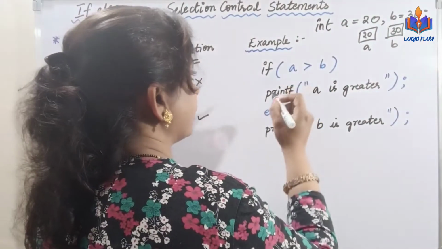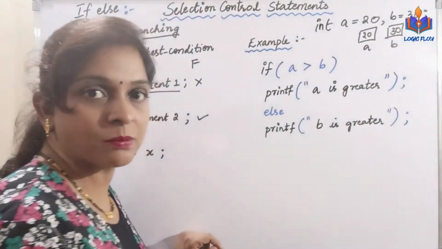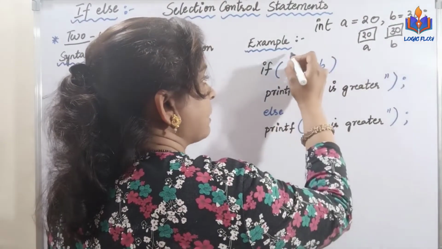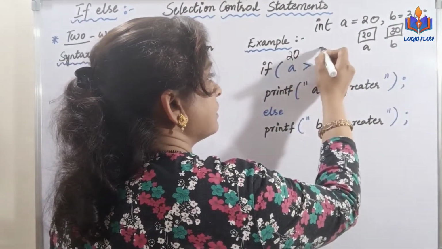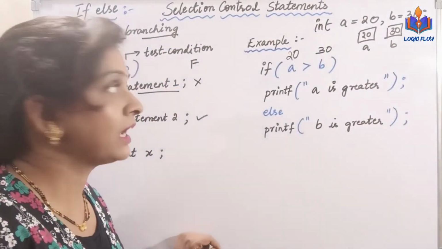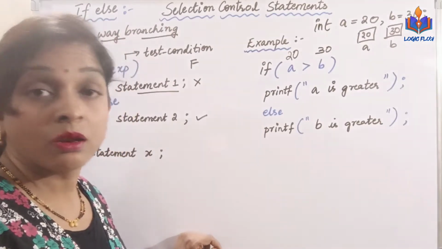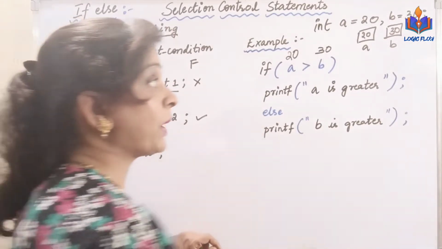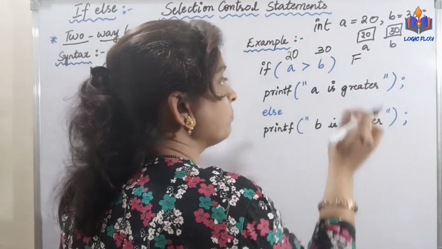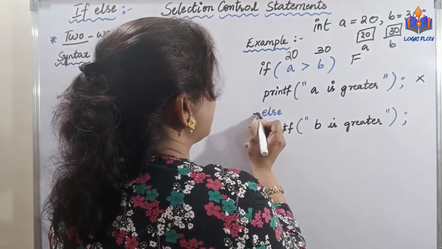So here I'll use this condition, which we call an expression. Is A greater than B? A means 20. Is 20 greater than B? B means 30. Is 20 greater than 30? No. The condition evaluated as false. False means what does the compiler have to do? This immediate statement has to be skipped. The control will go to the else part.